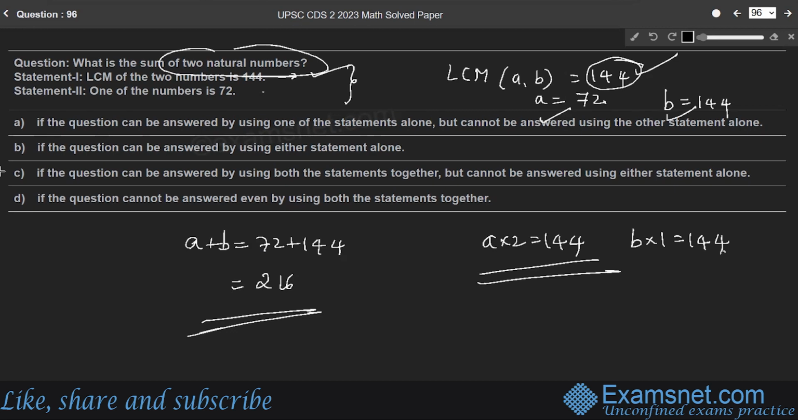So, both the statements are required to answer. Therefore, look at the options. The question can be answered using both the statements together, but cannot be answered using either statement alone. Both the statements are required, right? Option C is the answer, right? So it is given that the two numbers are natural numbers. 72 and 144 are natural numbers, right? Which is true. Hence, option C is the right answer.